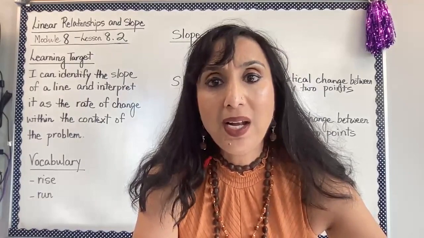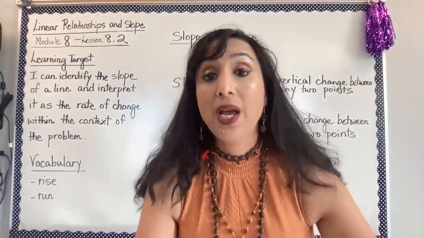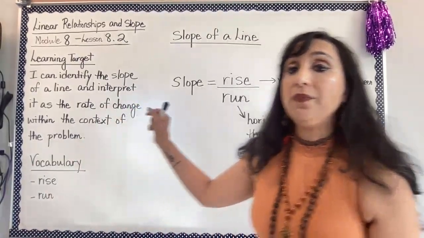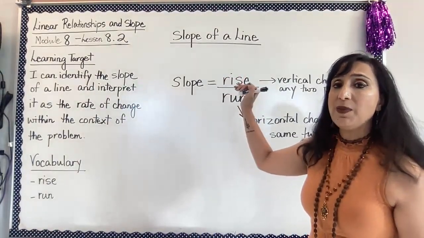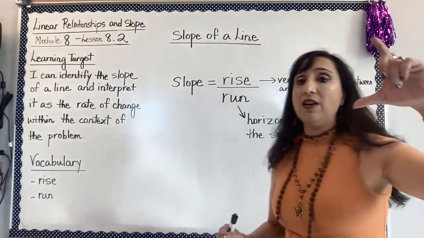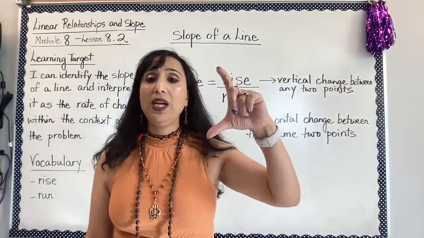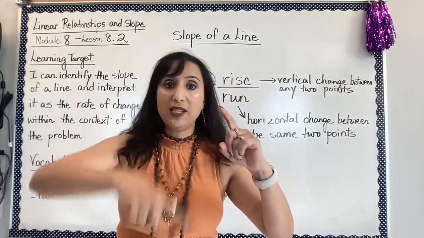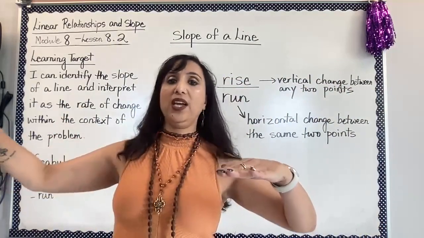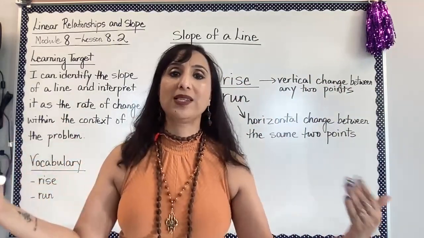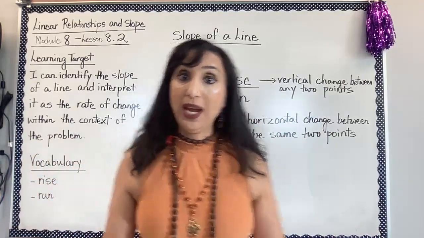Now we are going to learn vocabulary such as rise and run. So when I look at the slope of a line, I have written out a formula for you. It is nothing but rise over run. And rise basically means it is the vertical change between any 2 points. Okay, this is the vertical change. And the run would be the horizontal change between the same 2 points that we are using.